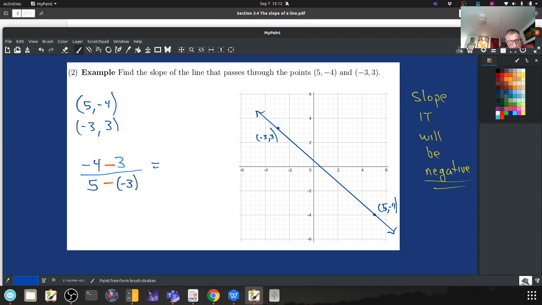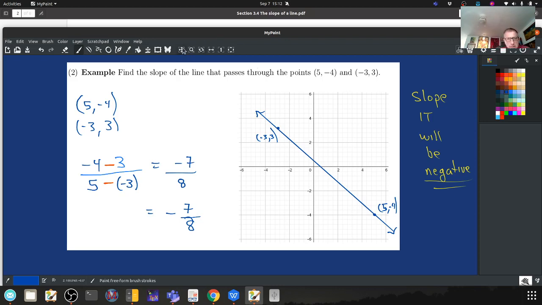So -4 minus 3 is -7. 5 minus a -3 is 5 plus 3. So that's equal to -7/8. And indeed, it is negative. So the point here is that I knew it was going to be negative even before I did it. So how are we going to find that out?